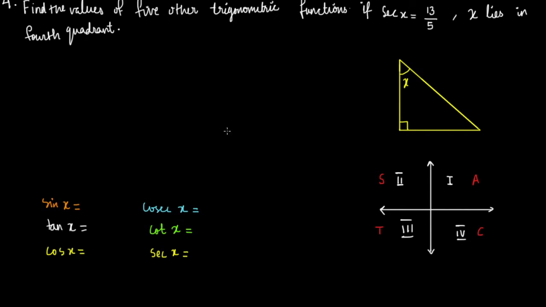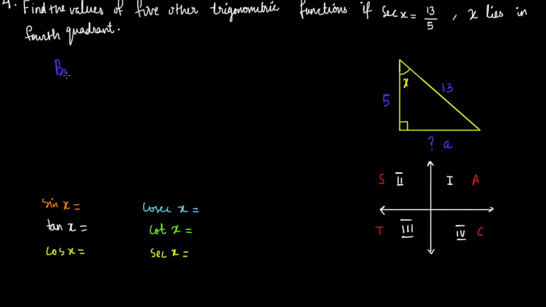So we have sec x is equal to 13 by 5. That means in this particular right angle triangle, sec x would be the hypotenuse, which is 13, and the adjacent side, that is 5. So we need to find this particular side, right? Let's just call it a.